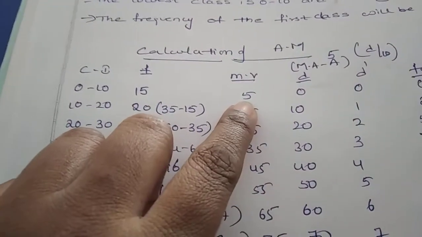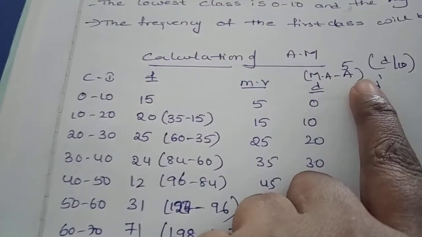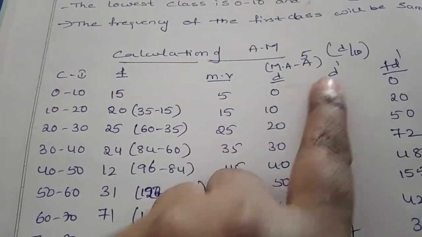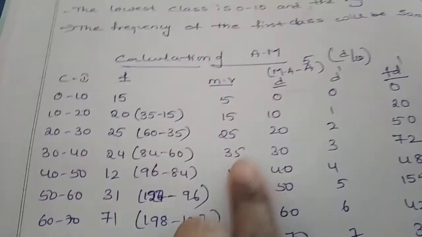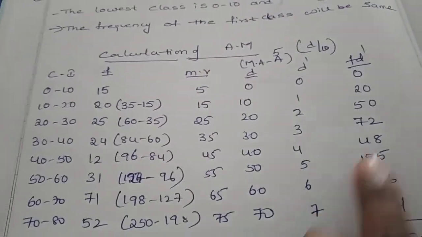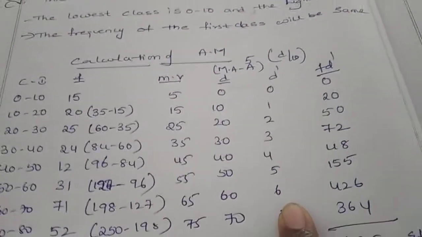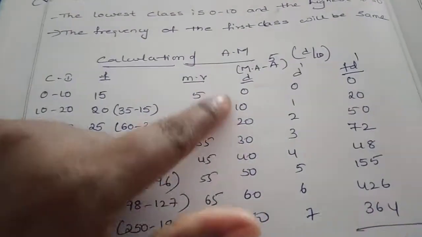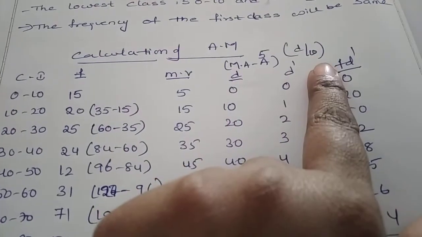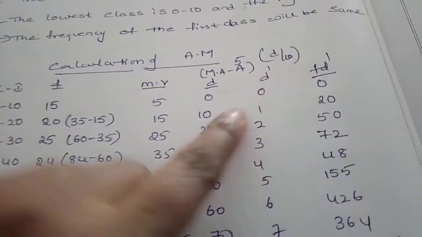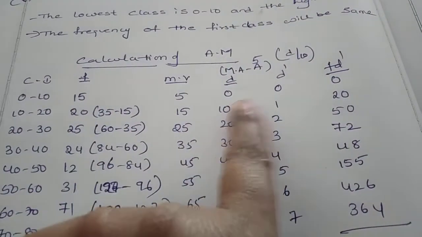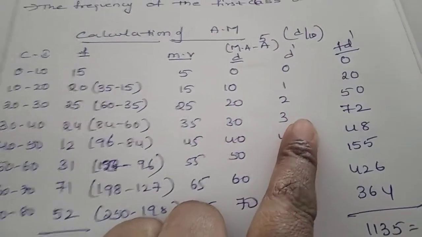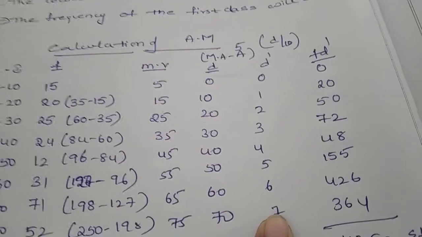So here I have taken the least value, that is 5. So mid value minus A: 5 minus 5 is 0, 15 minus 5 is 10, 25 minus 5 is 20. In that way you have to deduct, and you will get D. After that, what do we have to do? D dash. How to calculate D dash? Here, once you see the D, there is a difference of 10, 10, 10. So you have to do D divided by 10: 0 by 10 is 0, 10 by 10 is 1, 20 by 10 is 2, 30 by 10 is 3. In that way you have to calculate D dash.